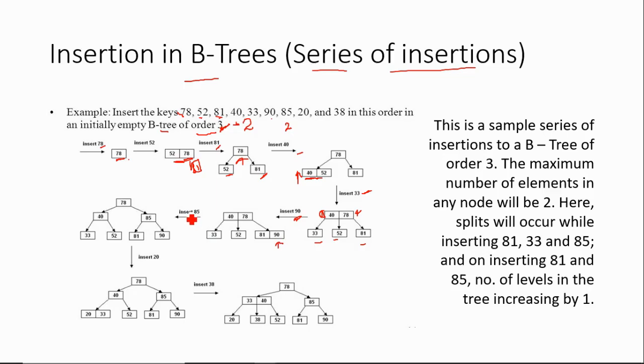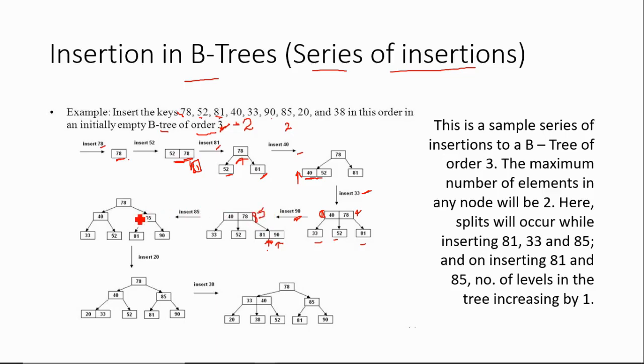Now after this they have added 85 again. Now 85 goes between this particular node. Yes, two nodes: 81, 85, and 90. But here also overflow occurs. Now this is an example of the tree's growth, because after 85 has been shifted in this node, here also overflow occurs because there are 3 elements.